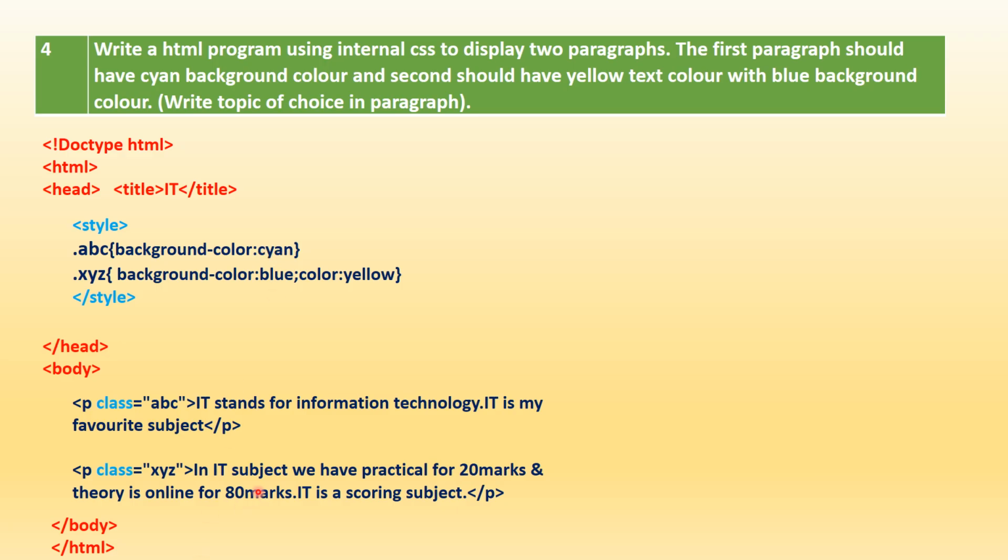Now for the second paragraph, I have used dot XYZ. So that is dot and the name, braces open, the two properties, background color which is blue, color yellow for this paragraph. So P, class is an attribute, equal to, what is the name of the class selector? It is XYZ. So here you can see multiple elements can share the same class.